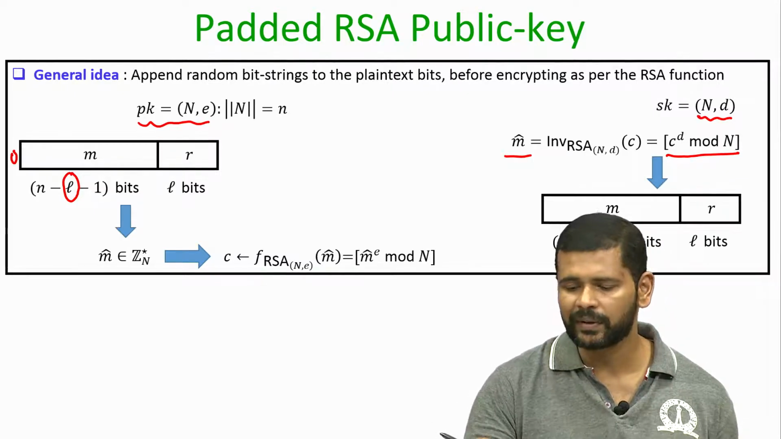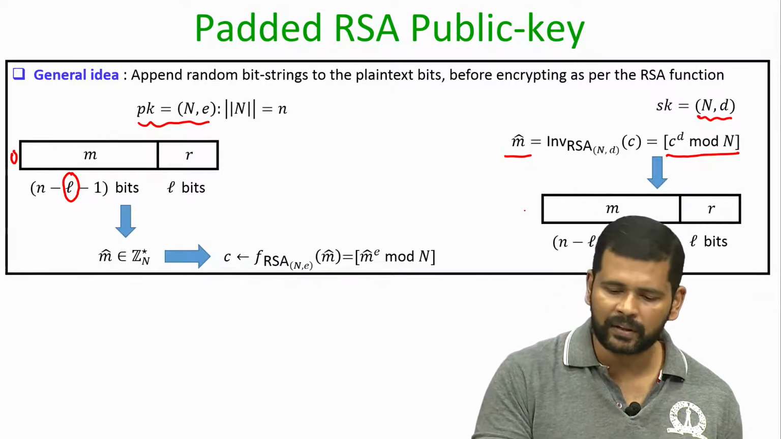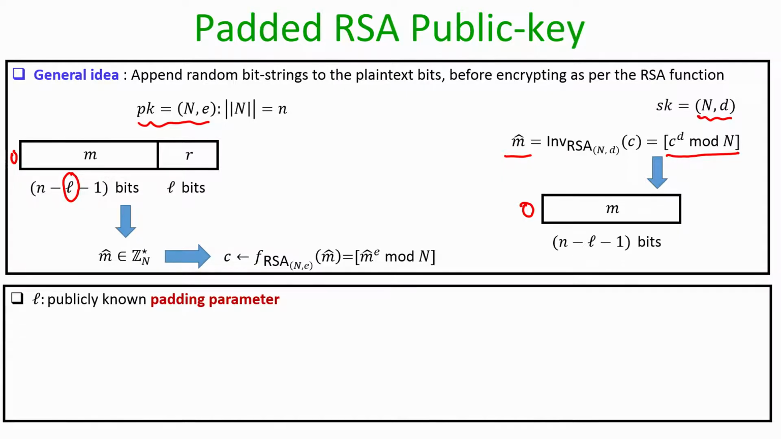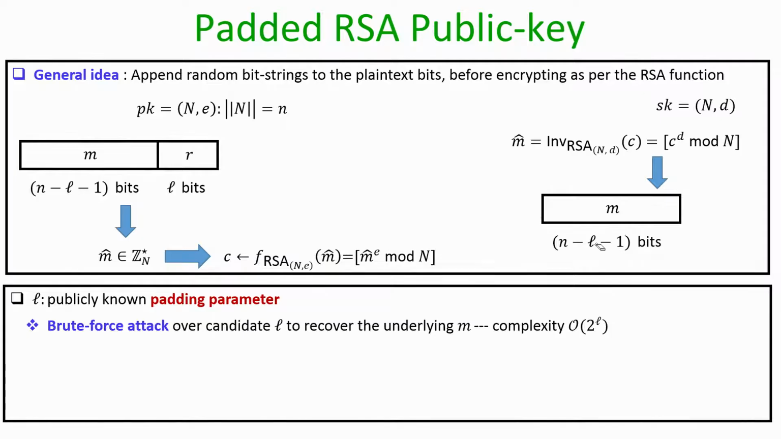So, what the receiver can do is parse the recovered m cap as 0 followed by a plain text of length n minus l minus 1 bits followed by a randomness of little l bits, and it can simply ignore the randomness part, and the remaining n minus l minus 1 bits are considered as the recovered plain text. So, as I said here, l is the publicly known padding parameter, which is available both to the sender, receiver and to any third party.